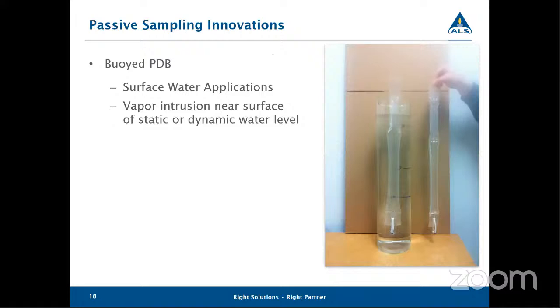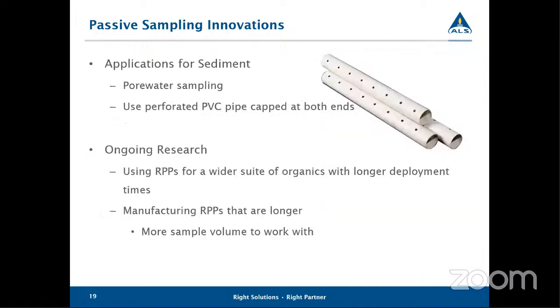There's still some innovation going on in this category as well. This buoyed passive diffusion bag, I think, is a pretty cool application of how these can be used for surface water applications. It's designed all the same as a regular passive diffusion bag. We just have a little buoyed section, just filled with air closed into the top, so that it keeps the passive diffusion bag near the surface of the water level. It can also be used if you have any dynamic water levels and you want to make sure that you're keeping equilibrium with the surface water. This will be effective for that purpose.